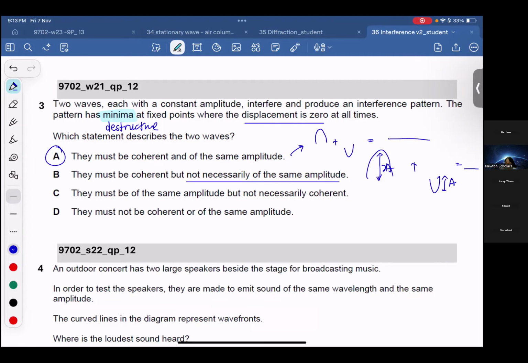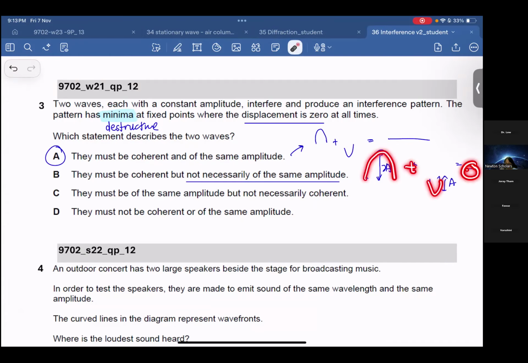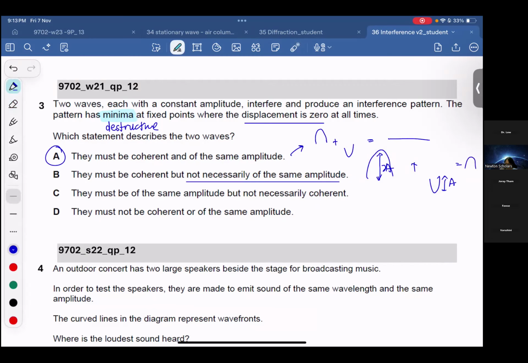If you have different amplitudes, this is what I say: 2A meets with a trough with 1A. At the end, will you be able to get a 0? No, you won't get a 0. You're still getting a small A here. Here they say minima and displacement is 0, so they must be able to cancel out. If you want to cancel out, they must have the same amplitude. And then, this is called interference.